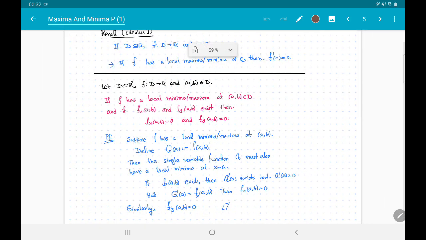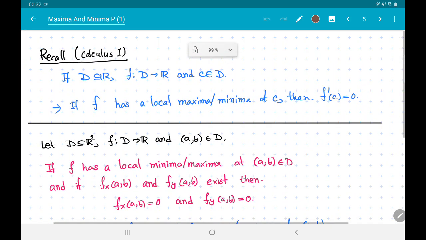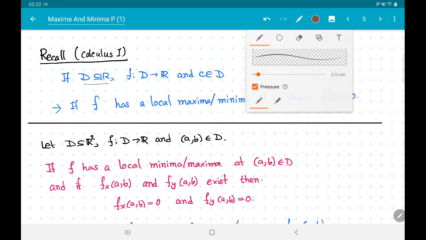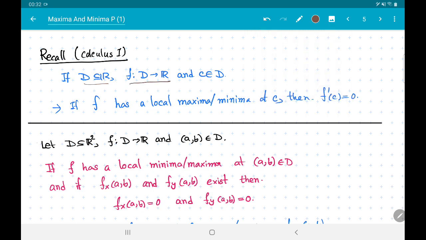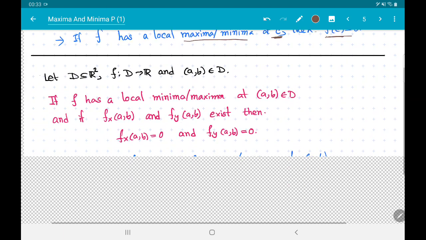So you have seen in your calculus 1 that if D is a subset of R and f is a real valued function on D, so if f has a local maxima or a local minima at the point c, then the derivative of f at the point c must be equal to 0. So here is a two-dimensional analog.